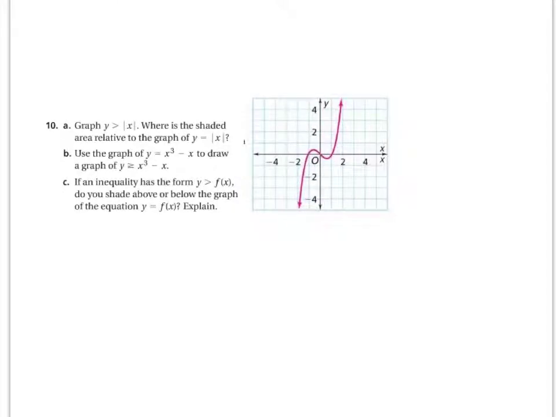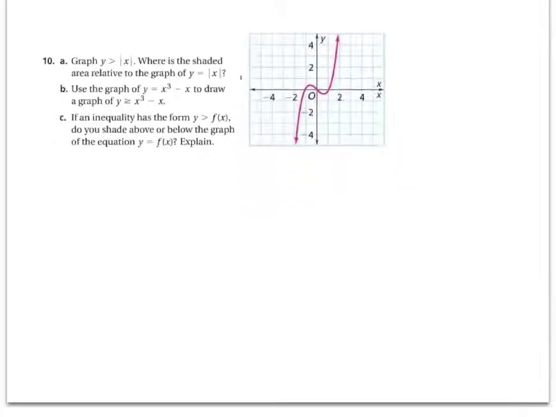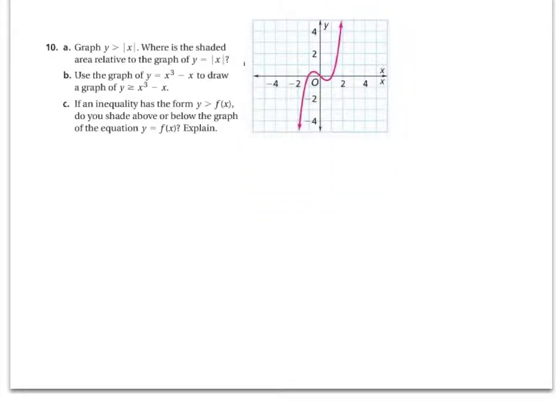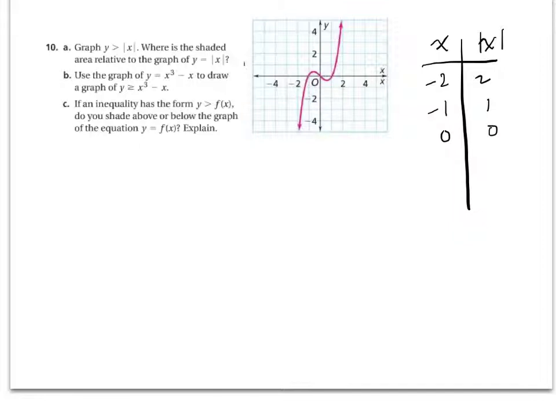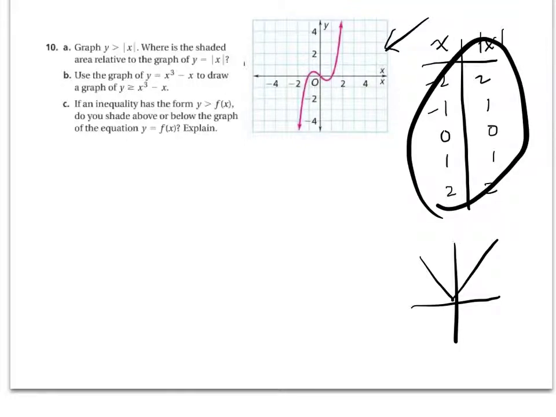And problem number 10, graph y is greater than the absolute value of x. Where is the shaded area relative to the graph of y equals absolute value of x? If you remember, we did it probably in term 2. If x is negative 2, the absolute value of x will be 2, and negative 1 it's 1, and 0 it's 0, and 1 it's 1, and 2 it's 2. So it's going to be like a V shape if you remember. Plug these points in here, and that's going to be the answer to part A.